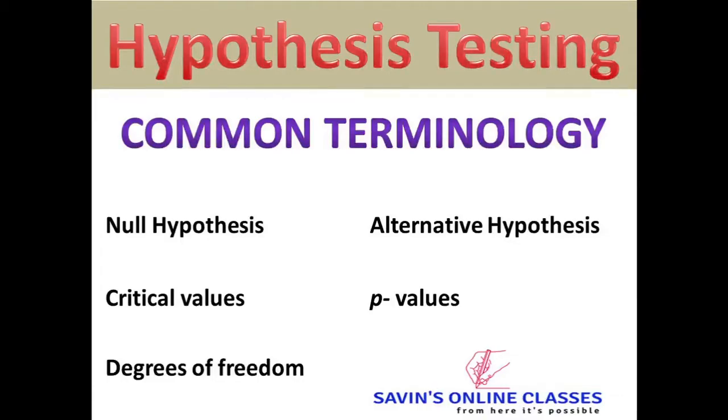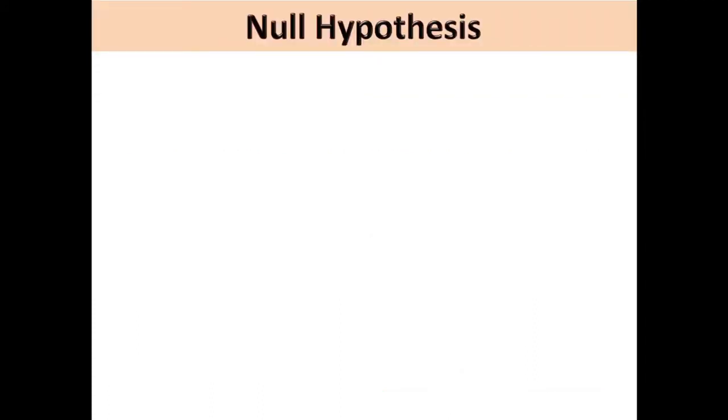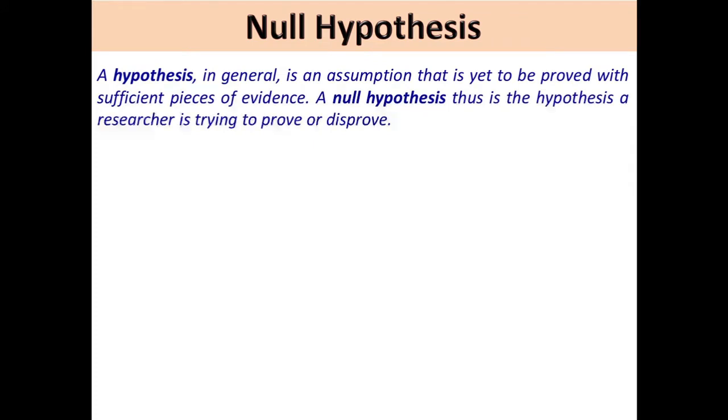Welcome back friends in one more video on hypothesis testing, and in this lecture we will discuss common terms used in various kinds of hypothesis testing. First of all, we must know null and alternate hypothesis, which are the two most important terms used in various kinds of testing. A hypothesis in general is an assumption that is yet to be proved with sufficient evidence.